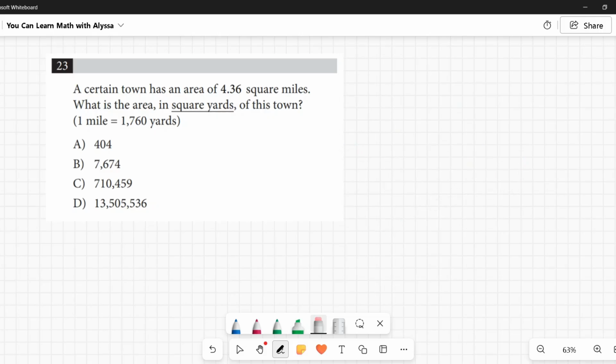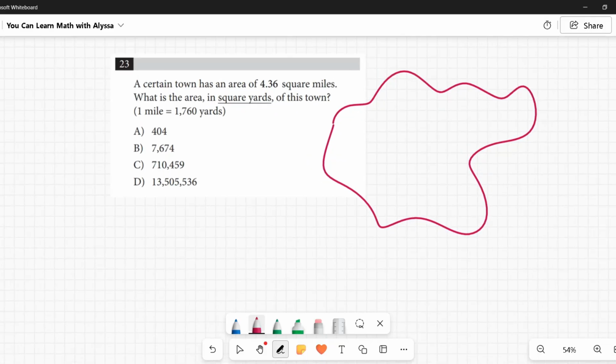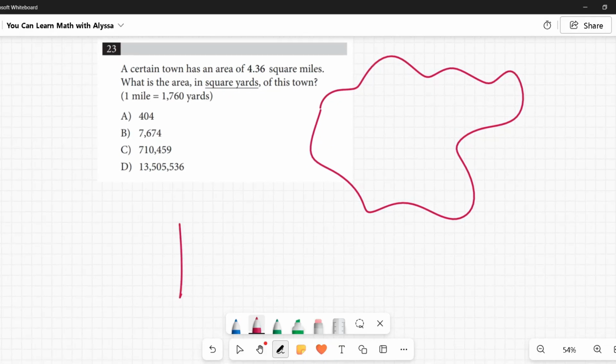Now, obviously in the real world, we know a town doesn't look like a rectangle. Towns are all over the place. So again, what are we saying in real world terms? Here's a good way to sort of visualize it. 1 square mile is 1 mile by 1 mile.